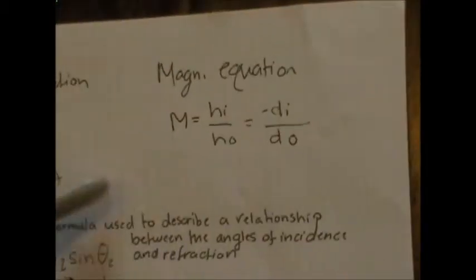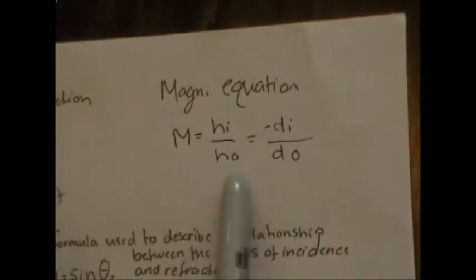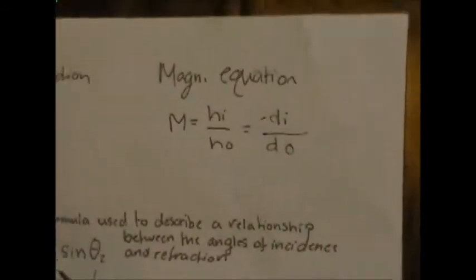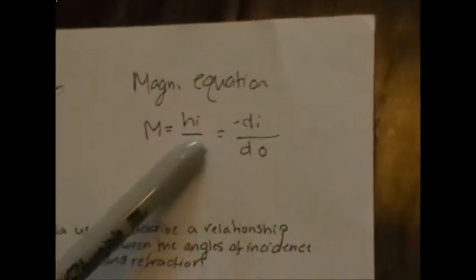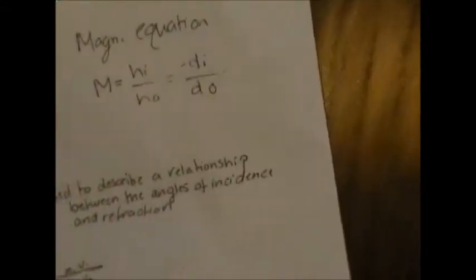Next is the magnification equation, which is hi over ho, an easy way to remember it, but that stands for height of the image over the height of the object. This is also equal to negative distance to the image over distance to the object.